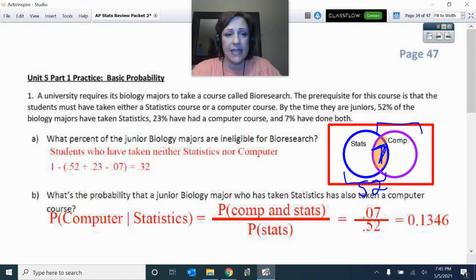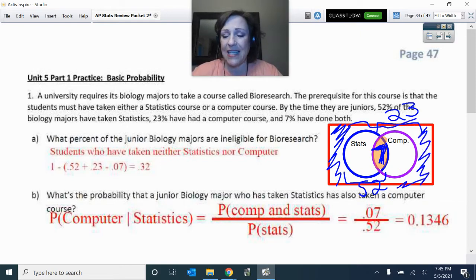And then, of course, when it says that the 23% have taken the computer course, that includes 7% that have done both. So if we want to talk about the ones who have done neither statistics nor computer, okay, those are the ones who are not eligible for bioresearch. Then I want all this outside edge. In order to get all of this outside, I need to see what is in the middle there. So that's what I did here.